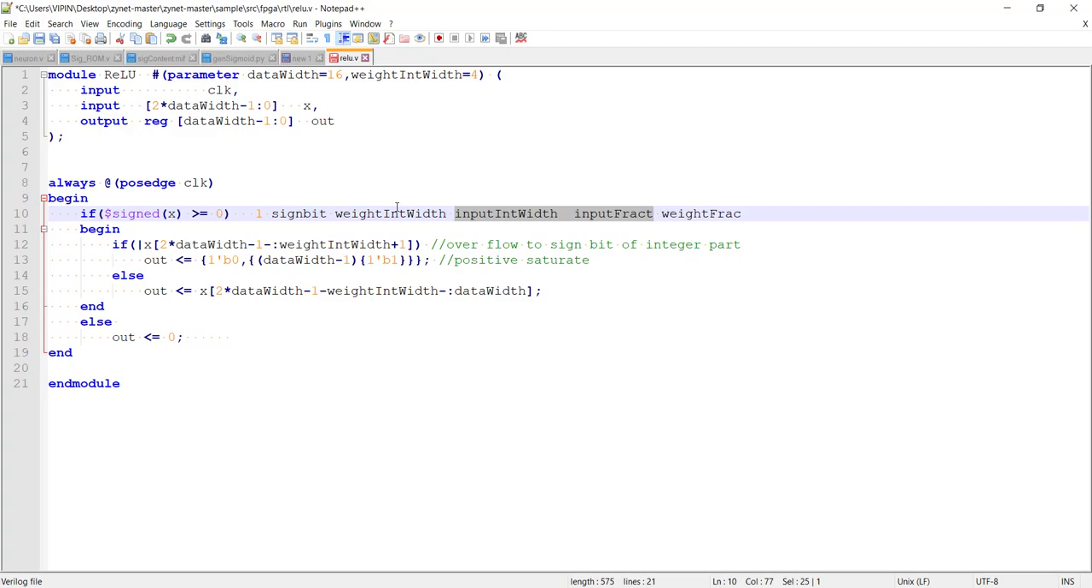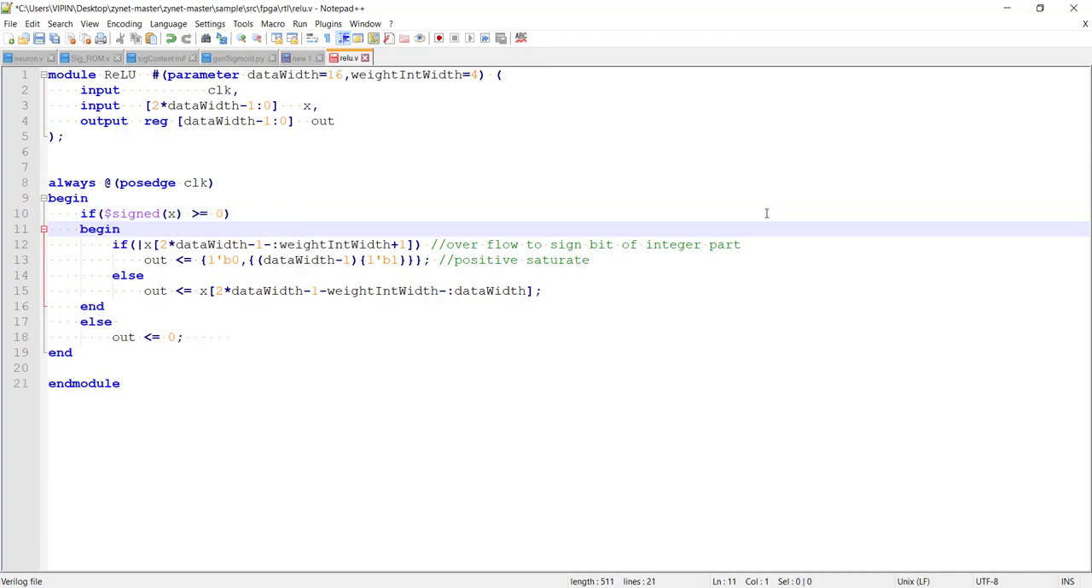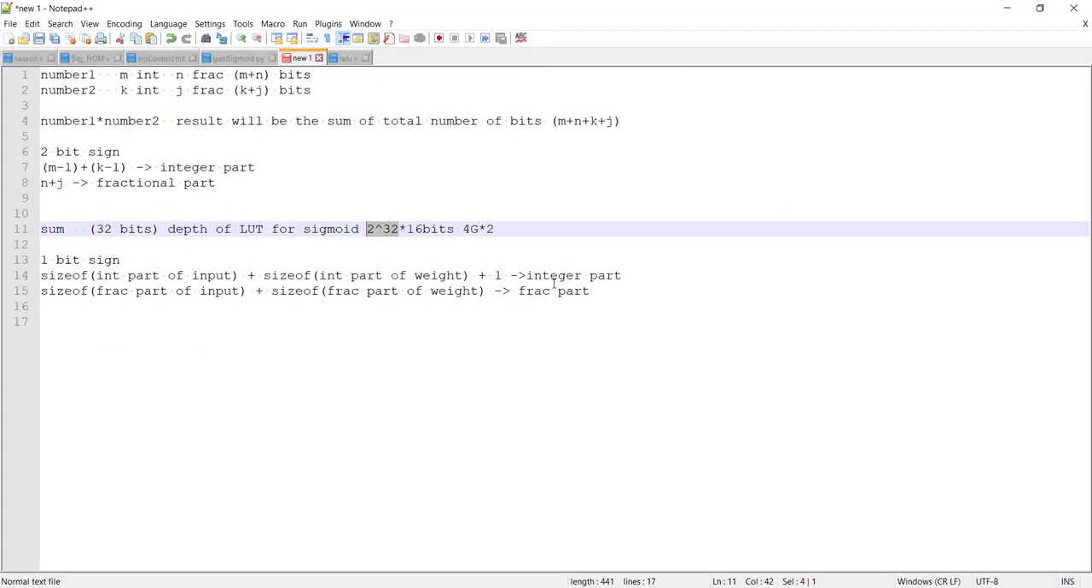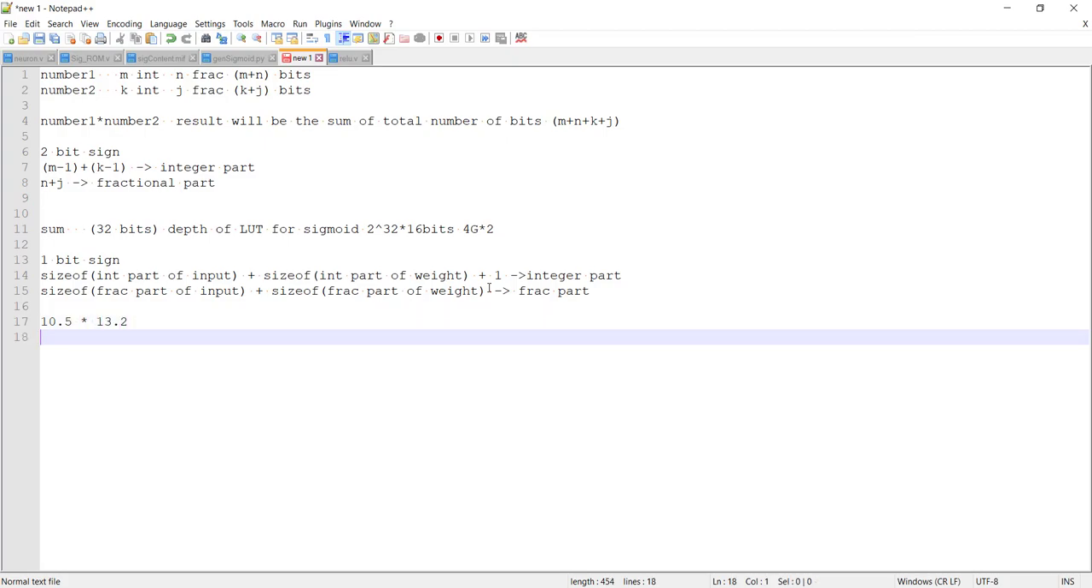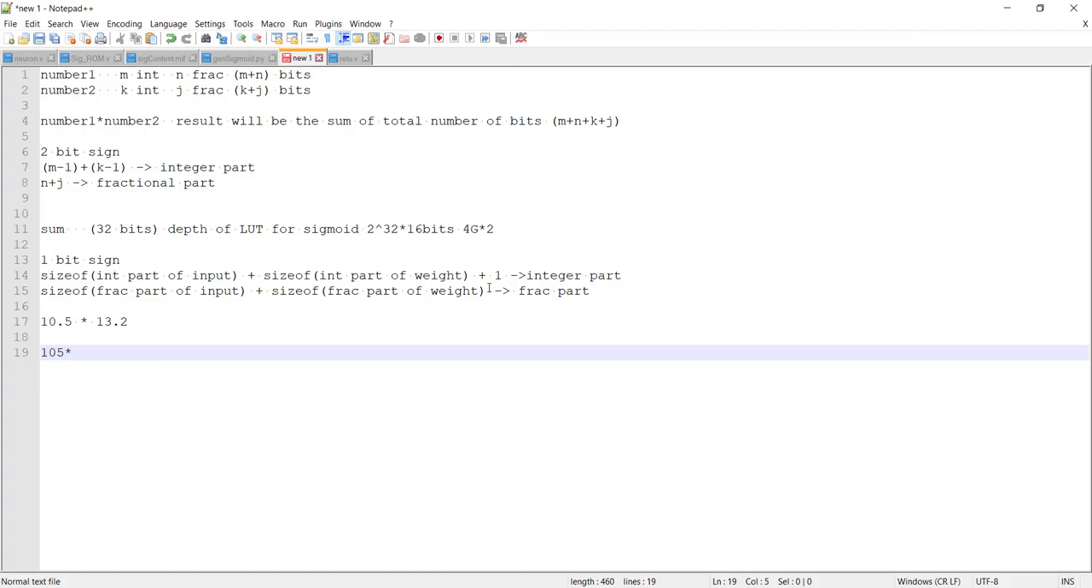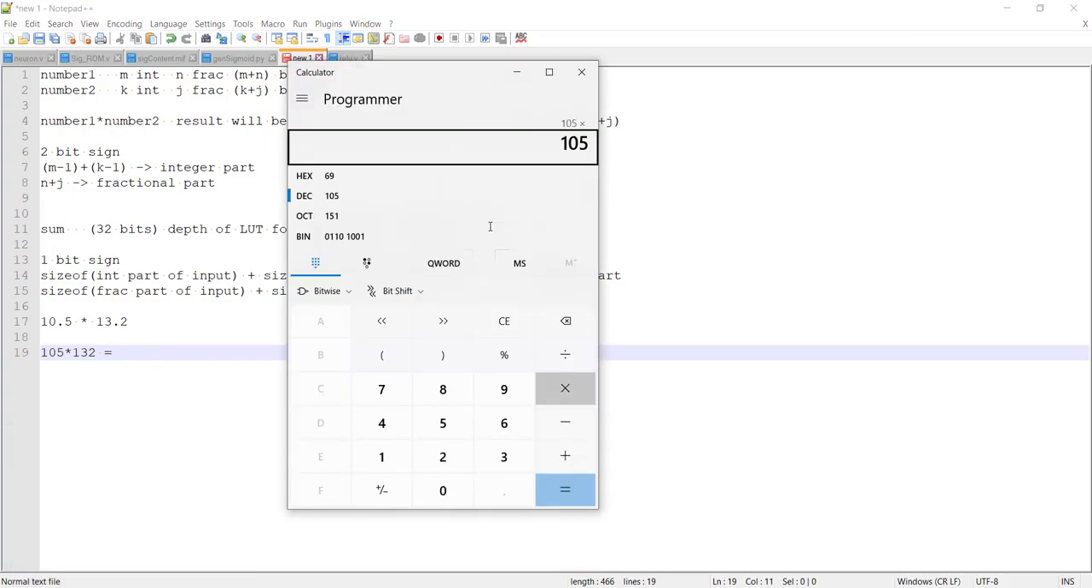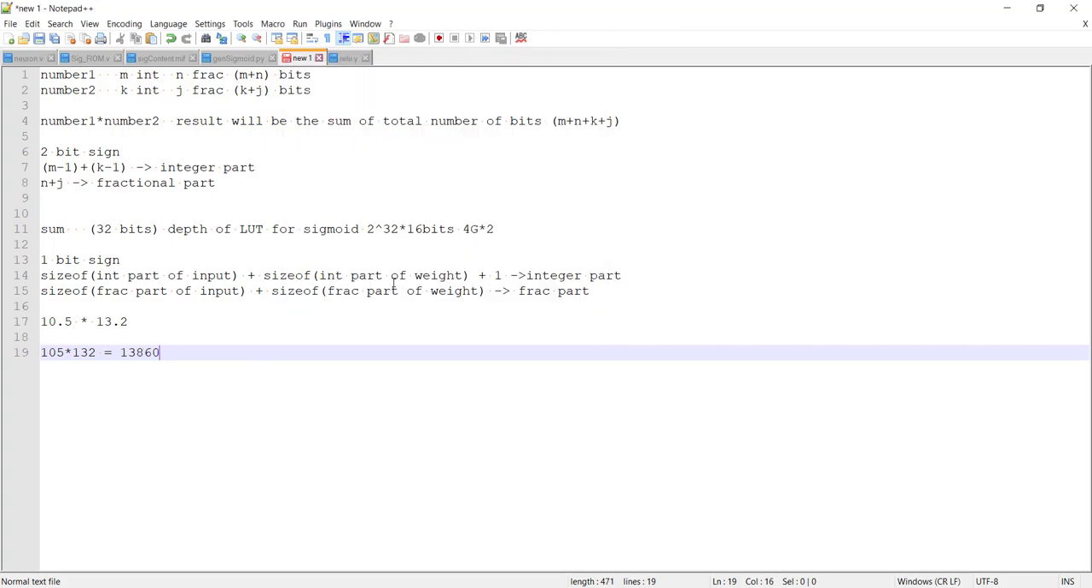So this multiplication of signed numbers, especially in fixed point representation, is slightly confusing. You may need to look at it in more detail and practice it a bit so that it becomes clear. Again, the multiplication we are doing is similar to how we do it in decimal numbers. If you have 10.5 times 13.2, what you can do is 105 times 132. You find the result, 13,860. We'll do it like that.